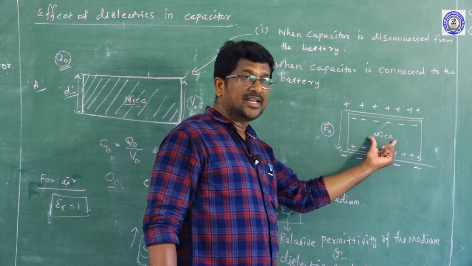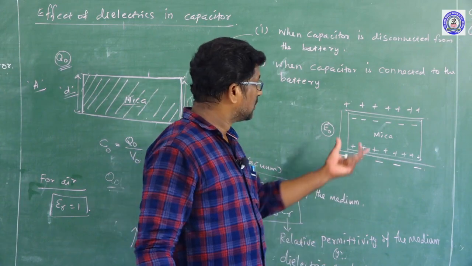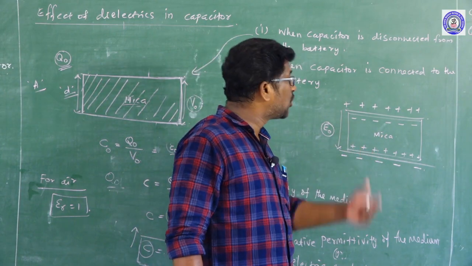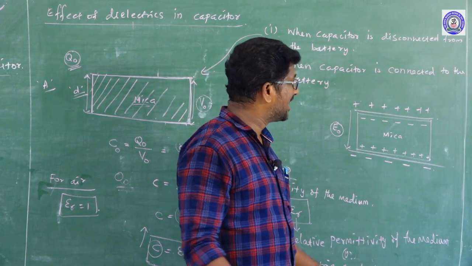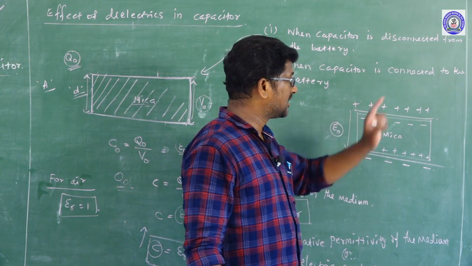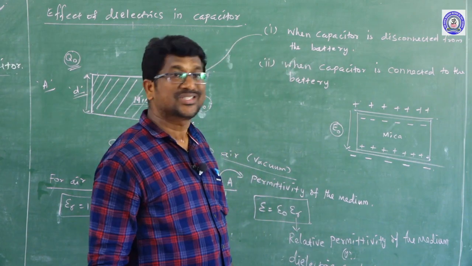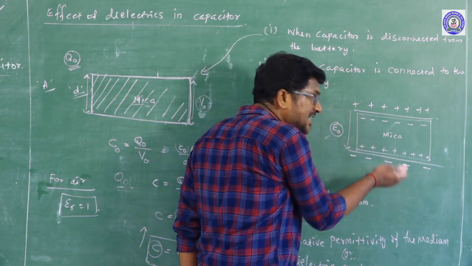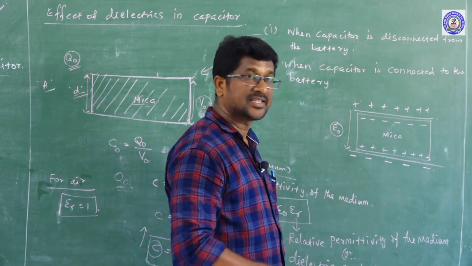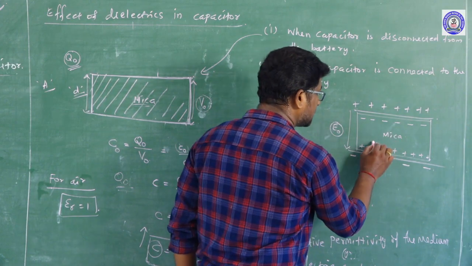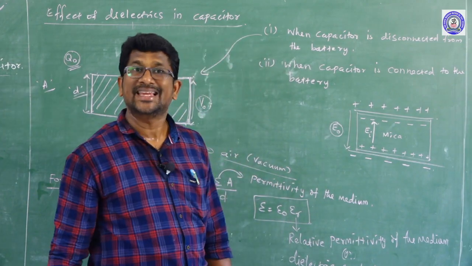If the dielectric material is introduced between the plates, the dielectric material gets polarized. So, at the time of polarization of a dielectric material, one end of the dielectric material acquires a positive charge and another end acquires a negative charge. So, these charges are called induced charges. So, this mica material itself acts as a capacitor, which produces its own electric field. Suppose its electric field is denoted by E I.